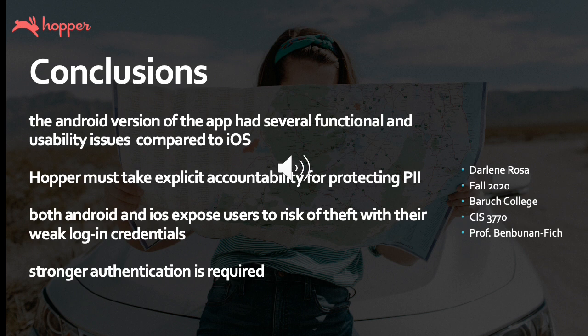Hopper really should take explicit accountability for protecting private, identifiable information. It should be explicitly stated in the privacy policy whether protection is up to the user or whether Hopper will protect the user's information. I would say that if I were an app developer or as a consumer, Hopper fails on the privacy and security test and there are many more improvements to be made.